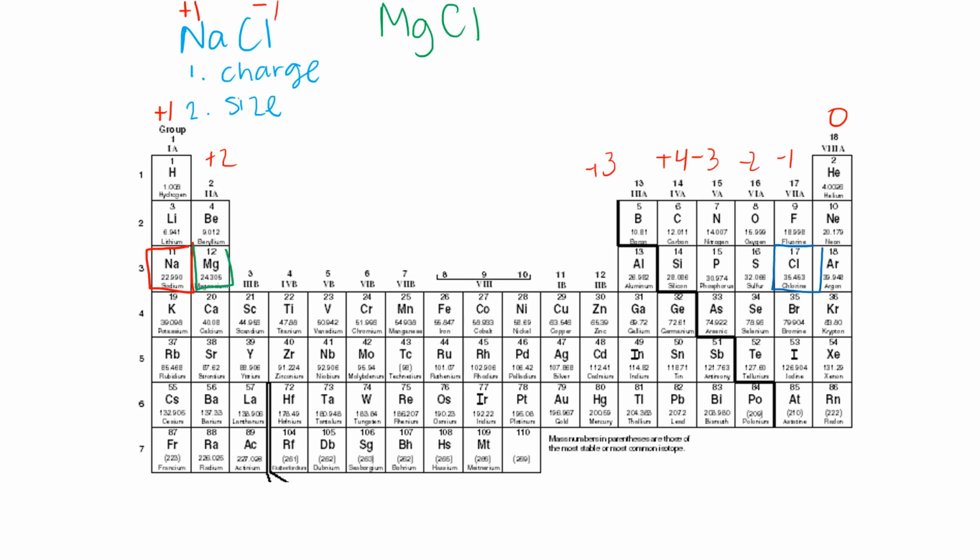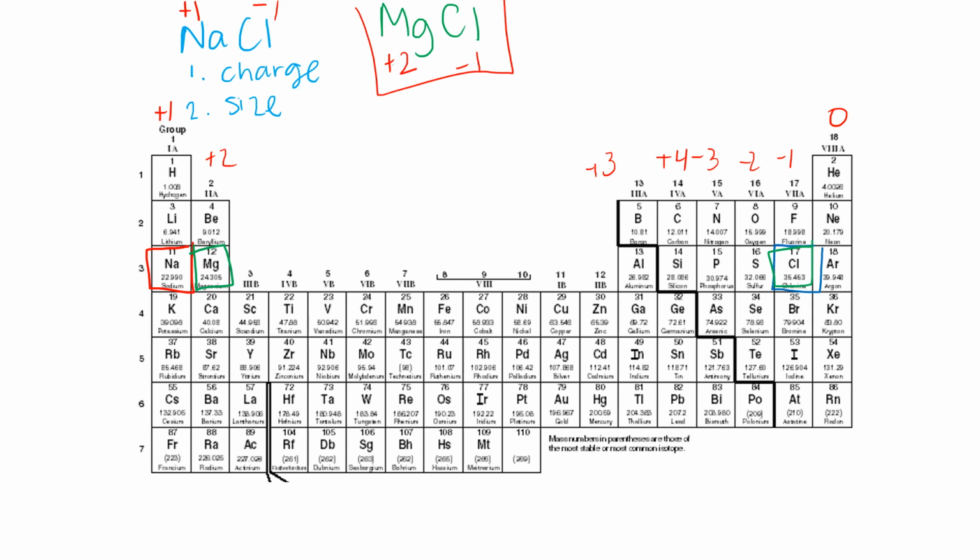Now, magnesium is here, and chlorine is still in the same spot. Magnesium has a plus 2 charge. I'm going to write the charge on the bottom because of space reasons. Magnesium has a plus 2, and chlorine has a negative 1. If we look at the magnitude of the charges, magnesium chloride has the greater charge. Yes, even though 2 times negative 1 equals negative 2, and we know negative 1 is greater than negative 2, we're talking about the magnitude.